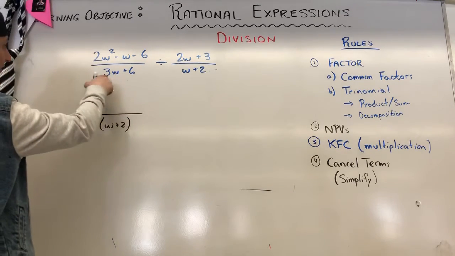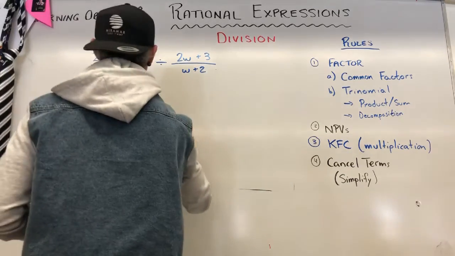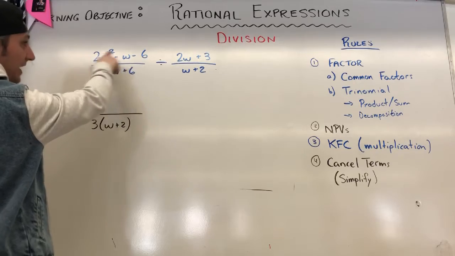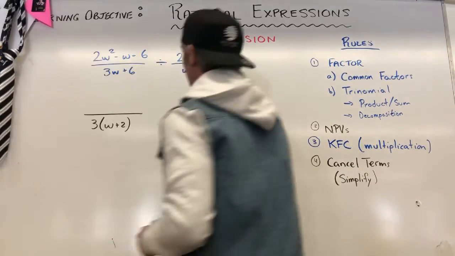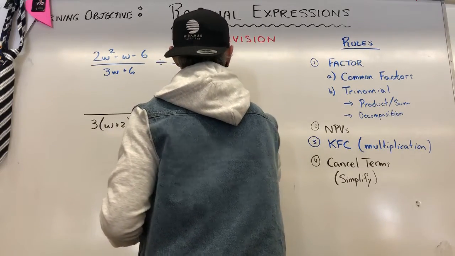Pull out a 3 because they have a 3 in common. This guy, I'm going to have to use product or decomposition because there's a number in front of my square. This is a trinomial. I can't pull out any common factors, so I use decomposition. So let's do that right over here. I've got 2w squared minus w minus 6.